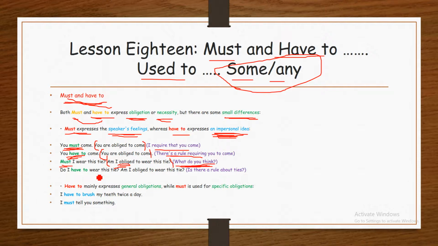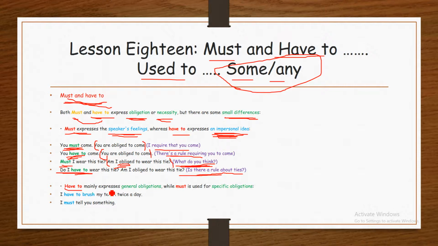But do I have to wear this tie? Is there a rule about this tie? As I told you, have to is not a personal idea. Must is a personal idea. It's the speaker's feeling. But have to is different. It is an impersonal idea. It's not a personal idea.